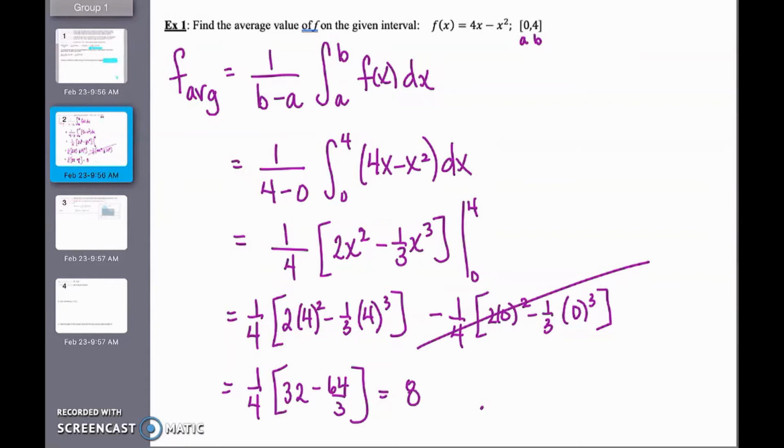And 64 divided by 4 is 16. So I end up with 8 minus 16/3, which if I turn both of those into thirds and subtract, I end up with an answer of 8/3.